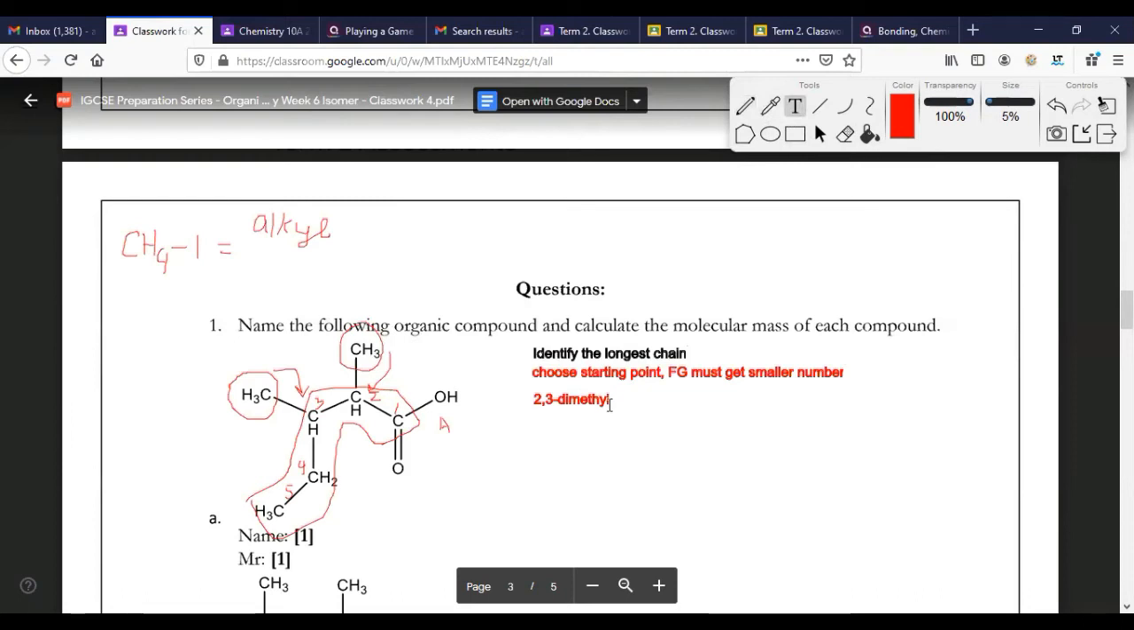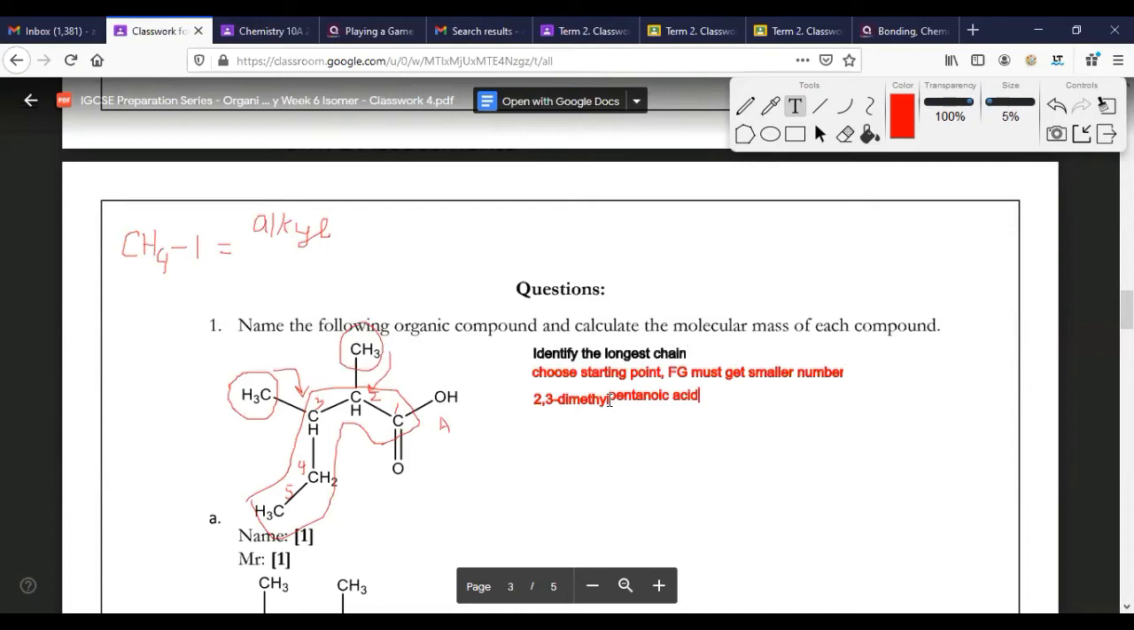And what's the main chain? The main chain is 5 carbon. 5 carbon, what's the name, Rafi, if we got 5 carbon? Pentane, right? So pentane. Because the functional group is carboxylic acid, we change the ending. So the name is pentanoic acid. Pentanoic acid. Okay, so the name is 2,3 dash dimethyl pentanoic acid.